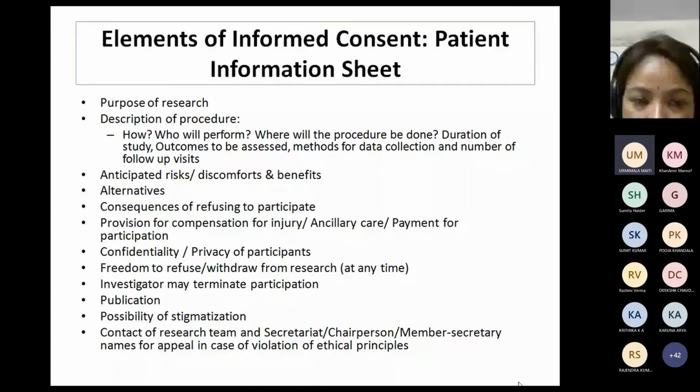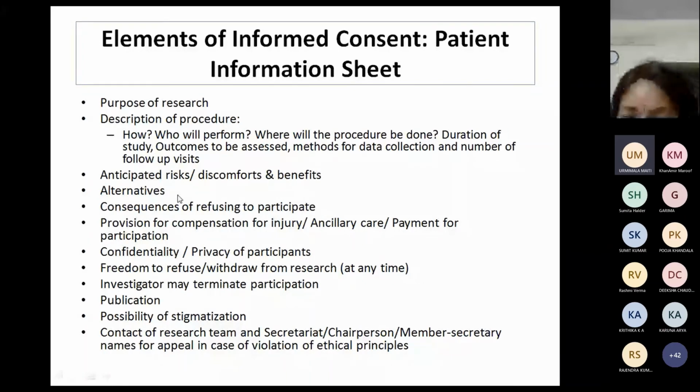But for general understanding, the patient information sheet will contain the purpose of the research, why you are doing the research, description of the procedure, how you intend to go about it, how it will be done, who will perform it, where it will be done, what will be the duration, what will be the outcomes, etc. What could be the risks, discomforts, and benefits? It should be very clearly stated in your PIS, right? Any alternatives that the patient or the participant may have.